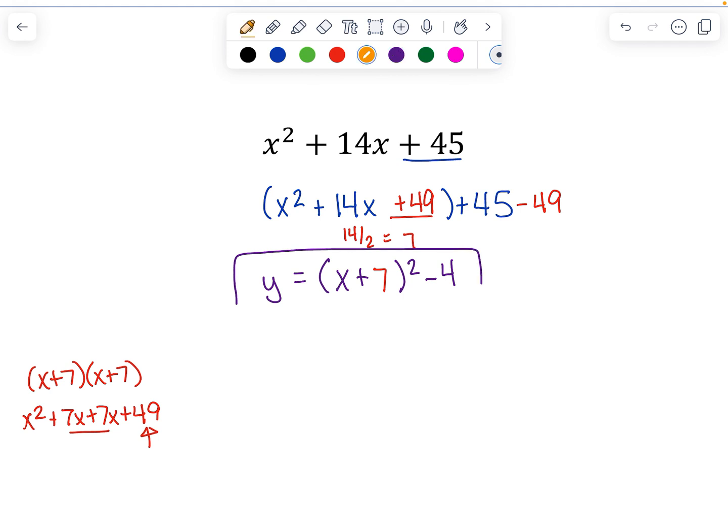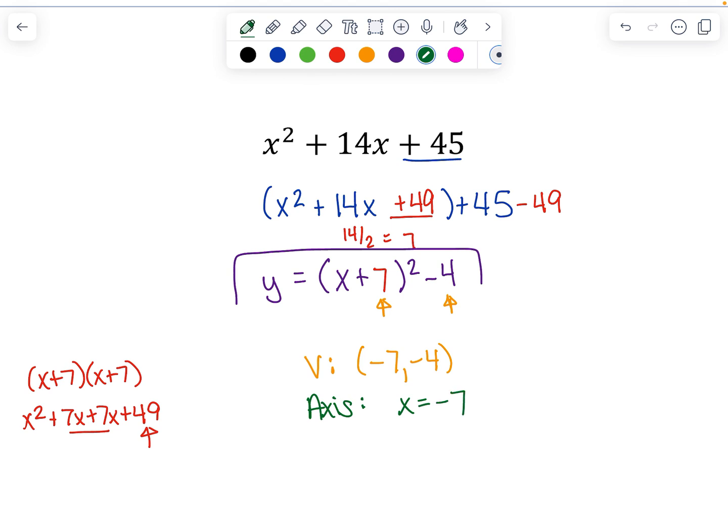Now, to take it one step further, we can identify the vertex based on these two numbers right here. The vertex for this equation would be negative 7, negative 4. Remember, in the parentheses with x is always opposite. And then if it asked me to identify my axis of symmetry, I would say it's that vertical line, x equals negative 7.